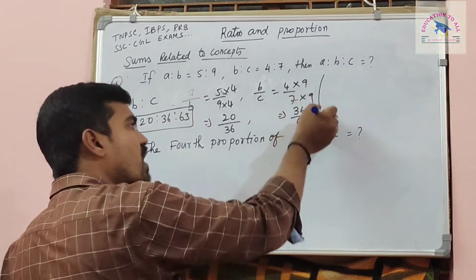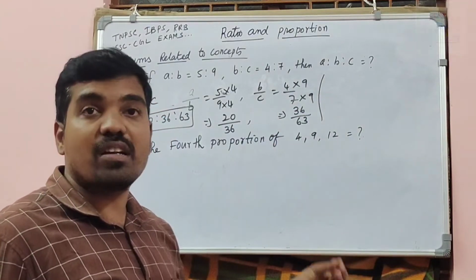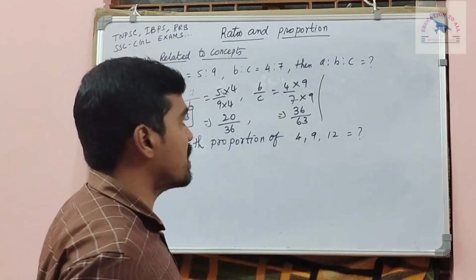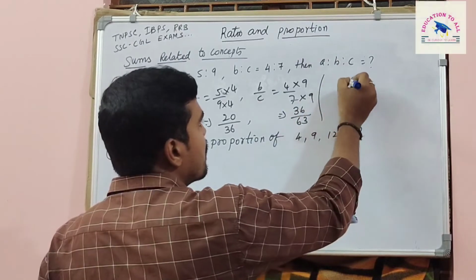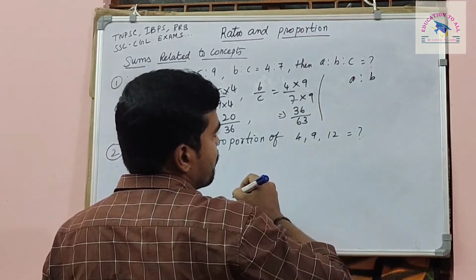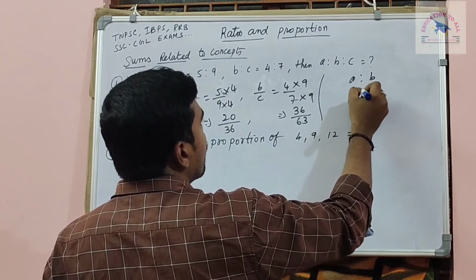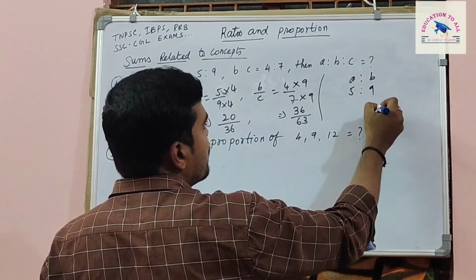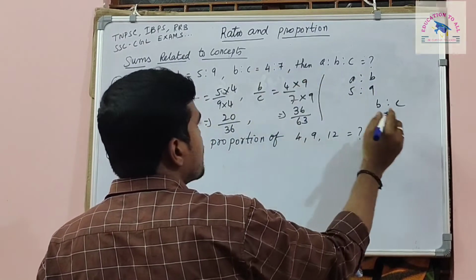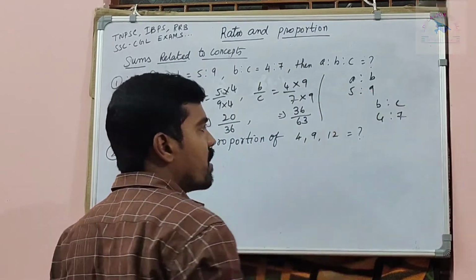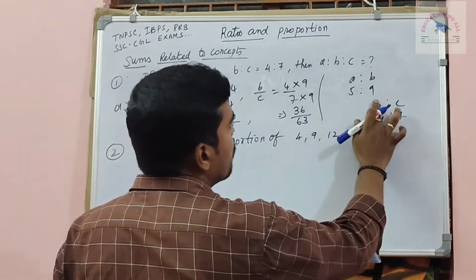Next, how can we do a shortcut in examination? Shortcut is very important, especially in competitive exams. So how can we do the shortcut? A is to b, they have given, which will be 5 is to 9. Next, b is to c is 4 is to 7. So now what can we do?